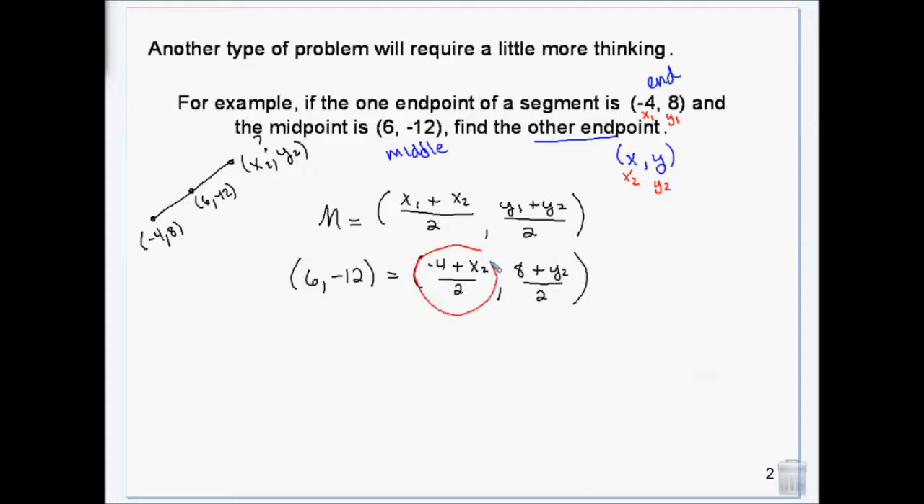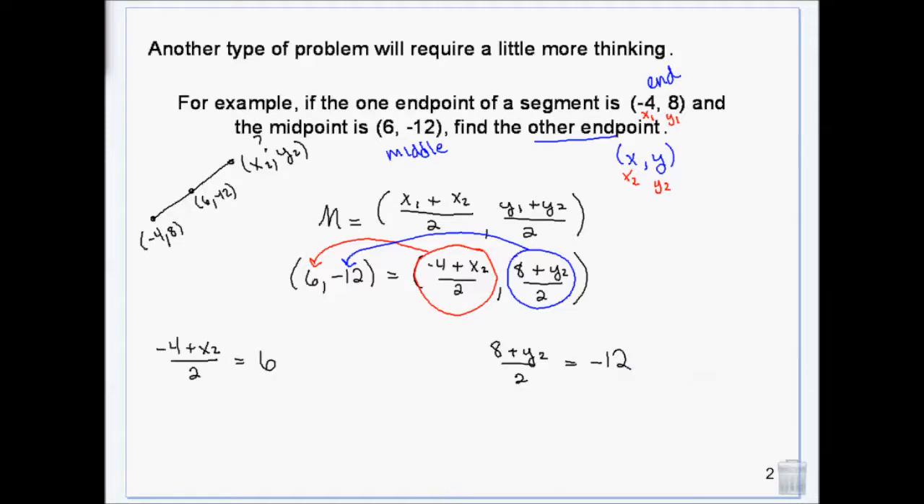I know that this will equal 6. And I know that this will equal -12. So if I set them each equal to what they actually equal, I now have two equations I can solve.